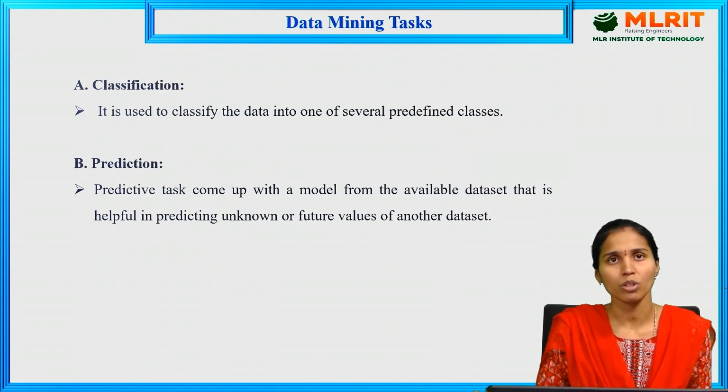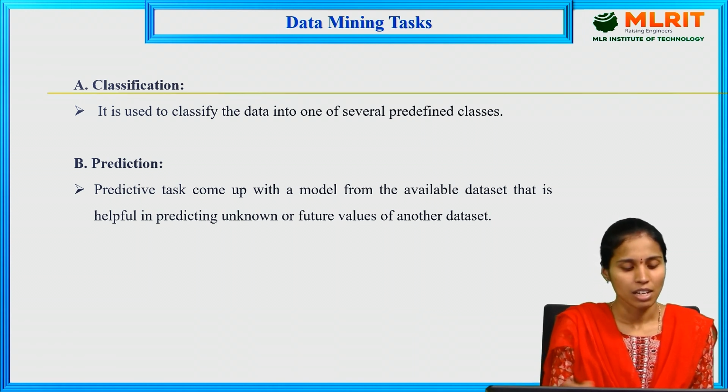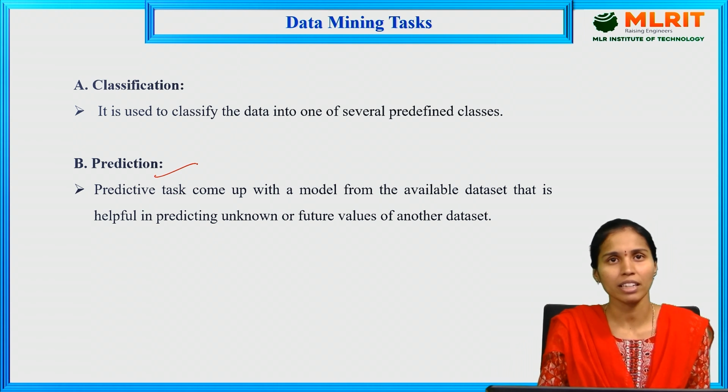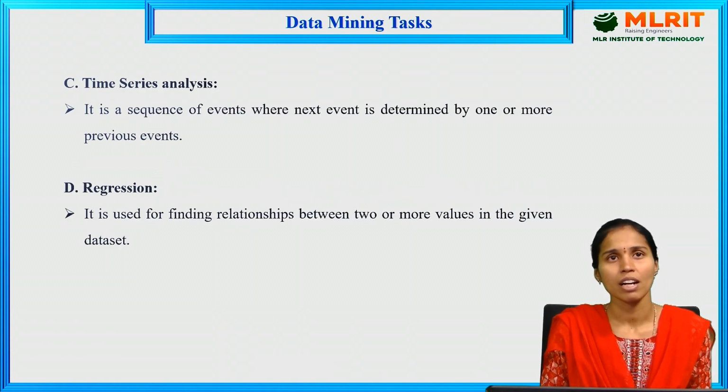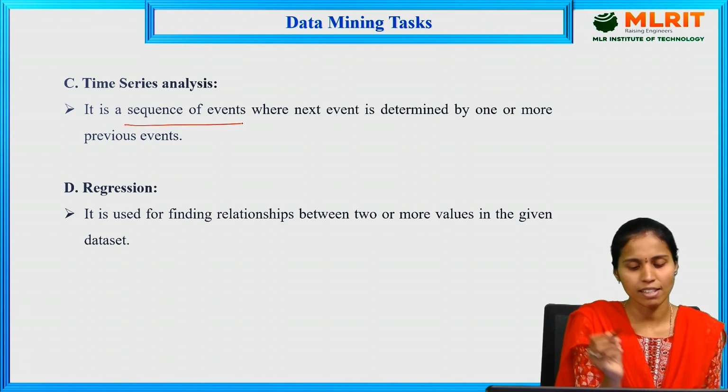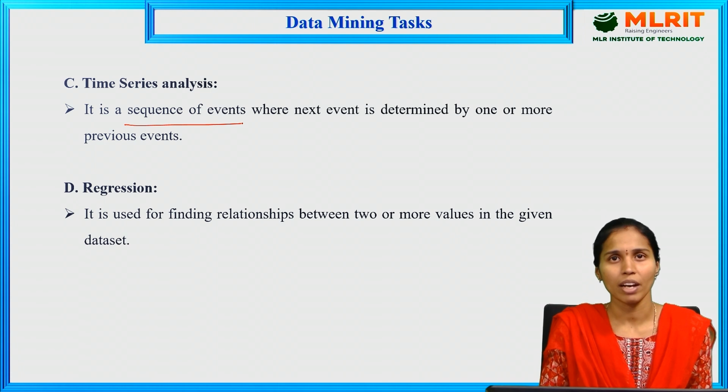Coming to classification, it is used to classify the data into one of several predefined classes. Second one is prediction. Prediction tasks come up with a model from the available data set that is helpful in predicting unknown or future values of another data set. Third one is time series analysis. It is a sequence of events where the next event is determined by one or more previous events.